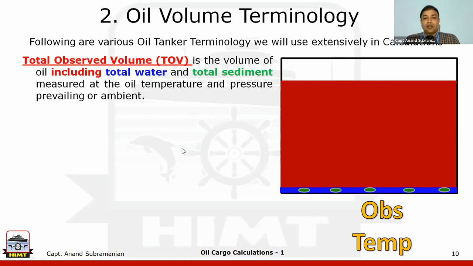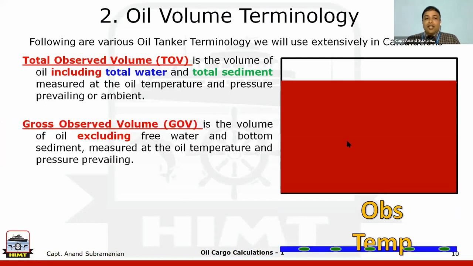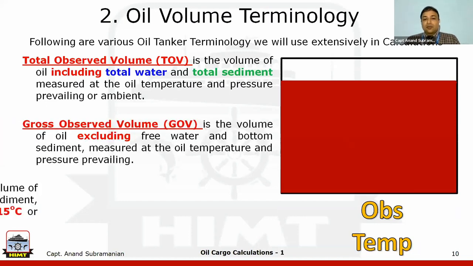So when we talk about the total observed volume, we're talking about the total volume in that tank at that given time at the observed temperature, that means the temperature at which it is outside, not the standard temperature, the ambient temperature. So if you find out the total volume of the tank, the total observed volume includes the volume of the water, the sediments, the sludge, and all these impurities which are there at the bottom. Clear? Now this is measured at the observed temperature. When we come to the next one, that is the gross observed volume.